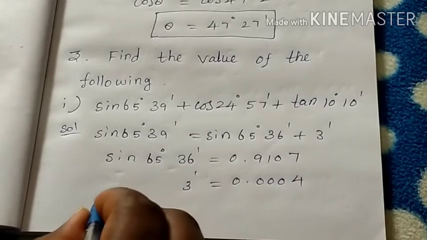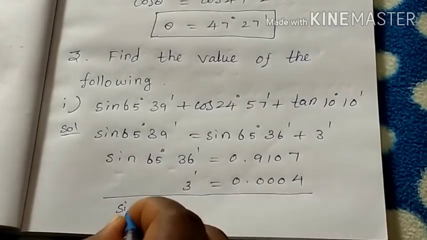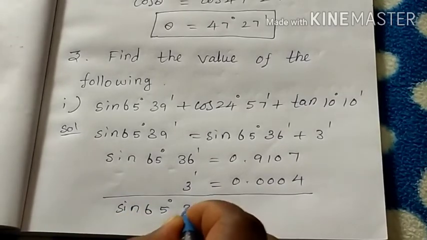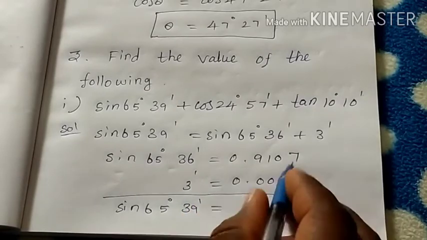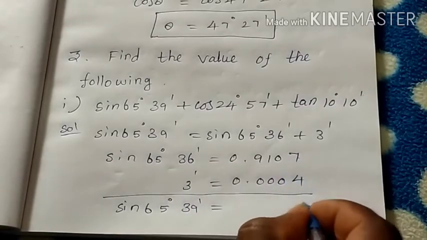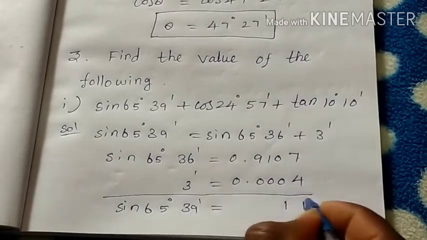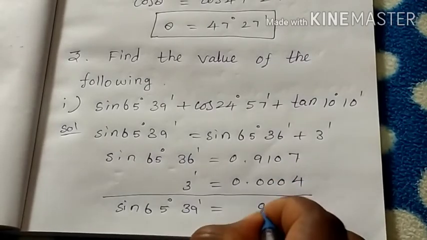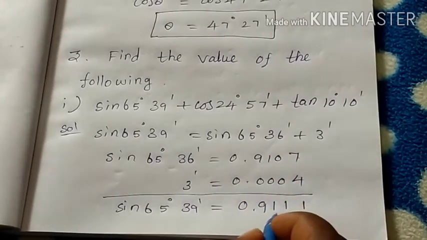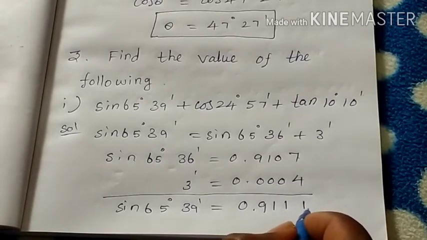So 0.0004. Then sin 65 degrees 39 minutes equals the sum of the values. 7 plus 4 is 11, carry 1; 1 plus 0 is 1, and 1; this is 9. So 0.9111.